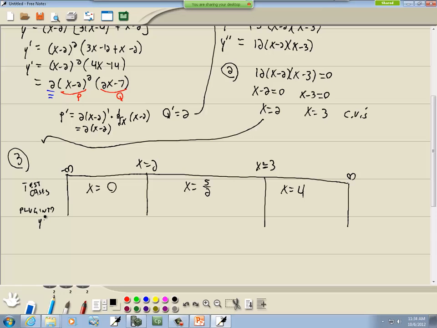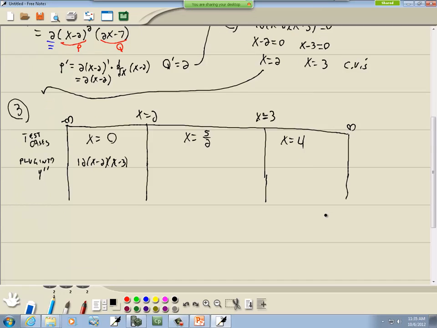Well, now we want to plug that into our second derivative. Second derivative is right here. So we got 12 times x minus 2 times x minus 3. Now again, I could care less about the actual value. I'm caring what the sign is. So I got 12, and then 0 minus 2, and 0 minus 3. 12 is positive, so we can always ignore that. 0 minus 2 is negative, 0 minus 3 is negative, negative times negative is positive, so this is concave up.